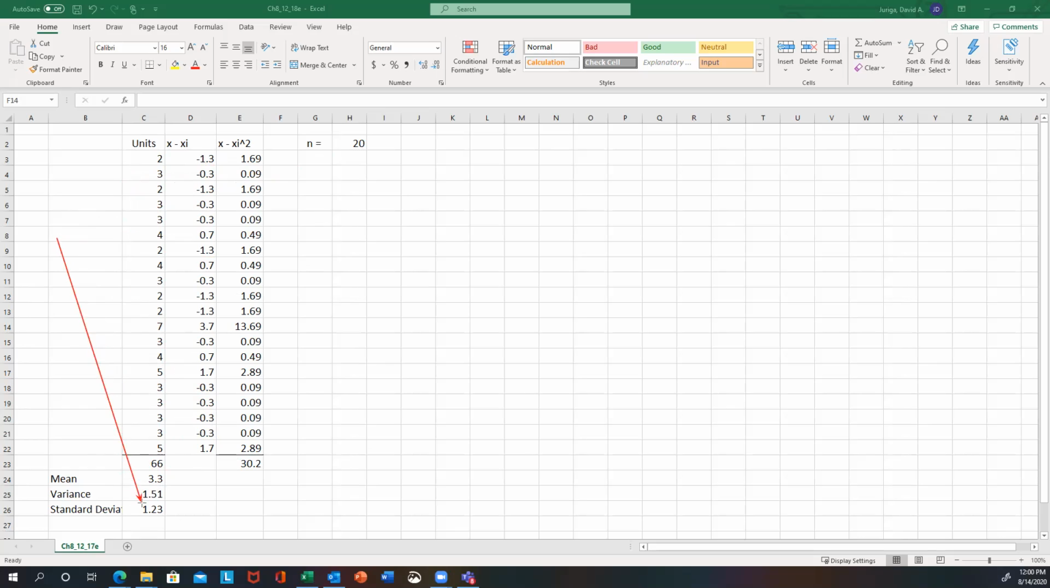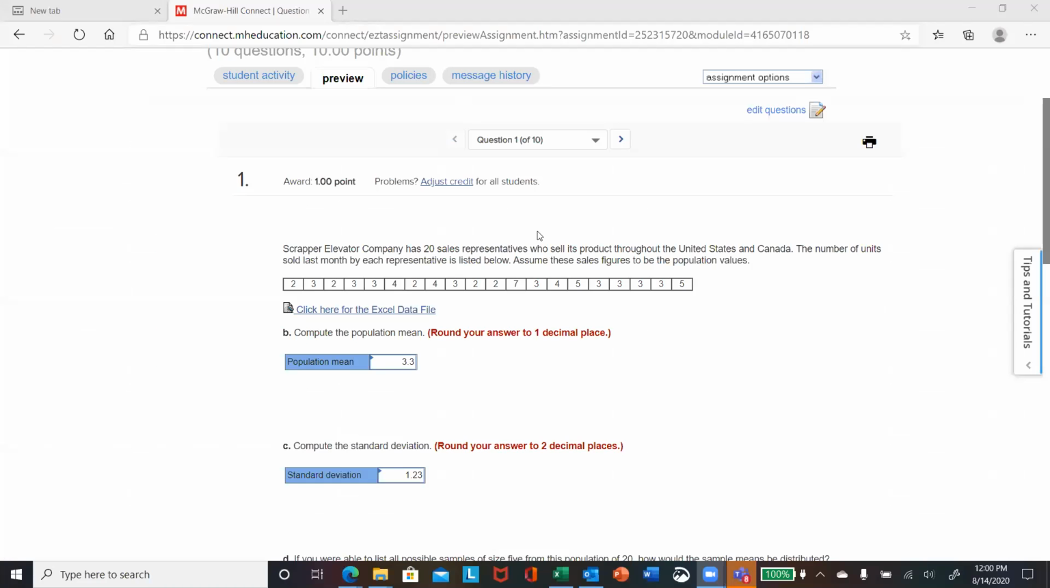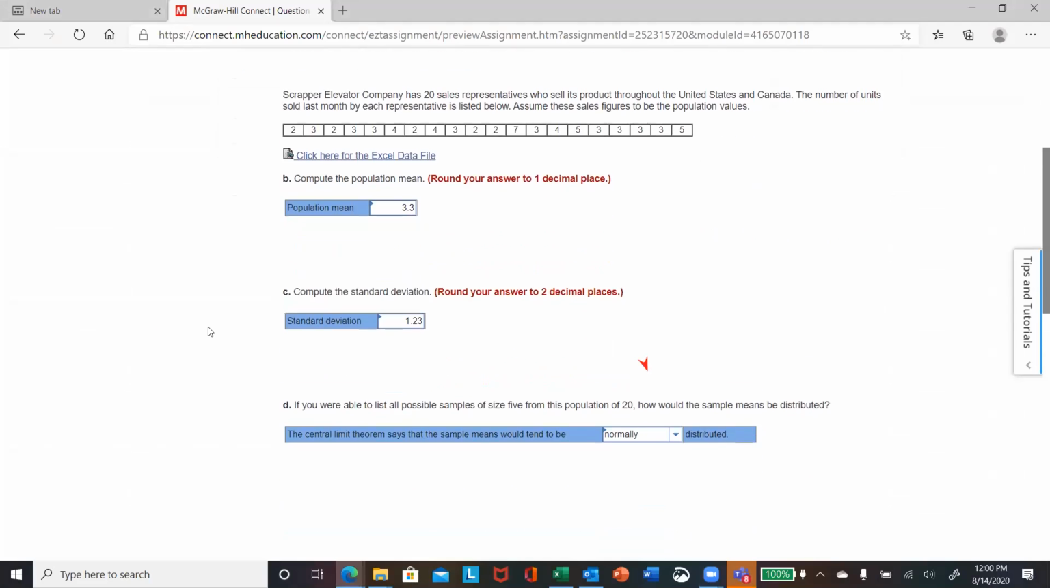So again, this is a review concept, but this would be your sigma. So let's go back. As you can see in this problem, that would be your population mean, and then you've got your population standard deviation, and they took this one out to 2 decimals.